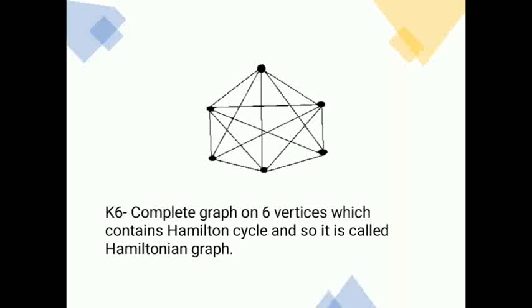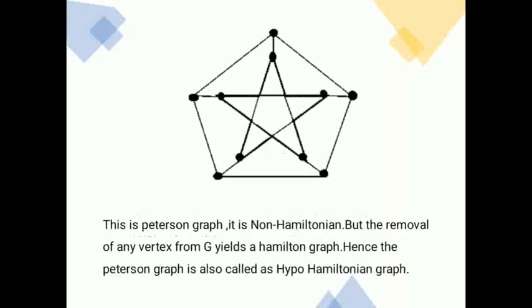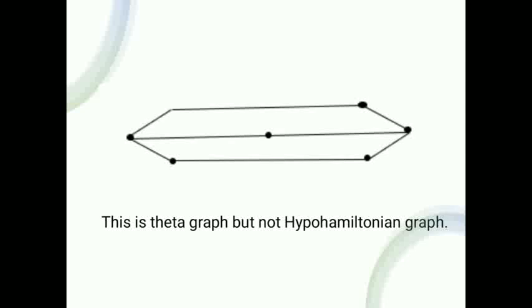The next is the K6 graph, the complete graph on 6 vertices, which contains a Hamiltonian cycle, and so it is called a Hamiltonian graph. This is the Petersen graph. It is a non-Hamiltonian graph, because the removal of any vertex from G yields a Hamiltonian graph, and so we call the Petersen graph a hypo-Hamiltonian graph. This is called a theta graph. It is not a hypo-Hamiltonian graph.